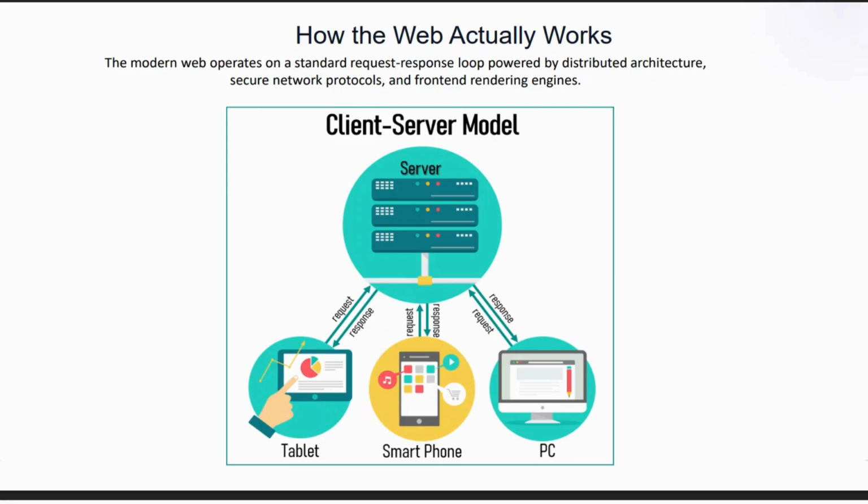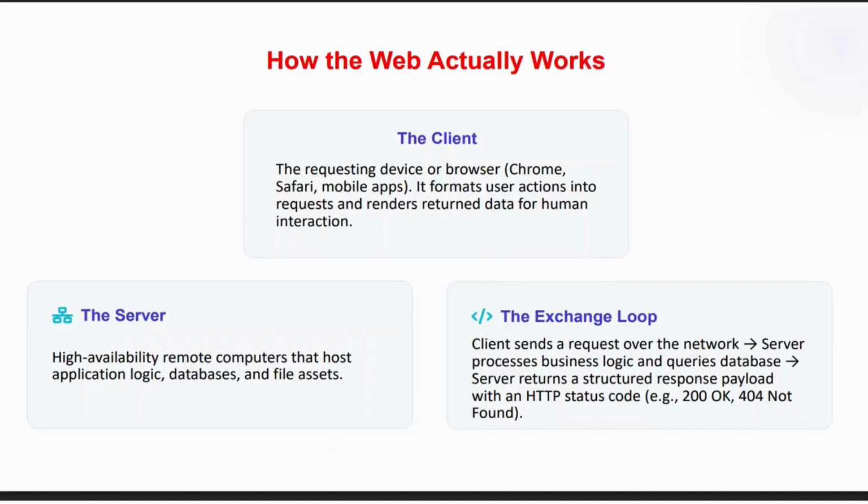So how does the web actually work? Like we said, it works on a client server relationship. The client, that's the requesting device or the browser, requests the service, enters the URL in the browser, the server responds, sends the files, and then an exchange loop is created. So basically, that's just the overview of how that works.